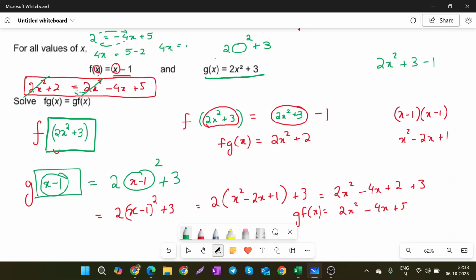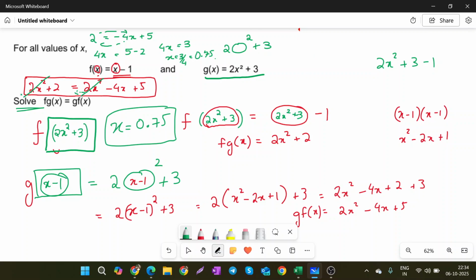So 4x equals 3, so x would be equal to 3/4, or 0.75. Whenever they ask you to solve, please remember you need to figure out what x is, and then x would be equal to 0.75.